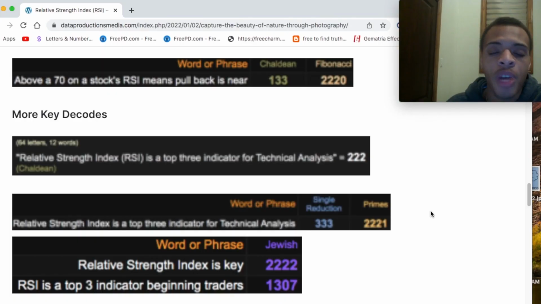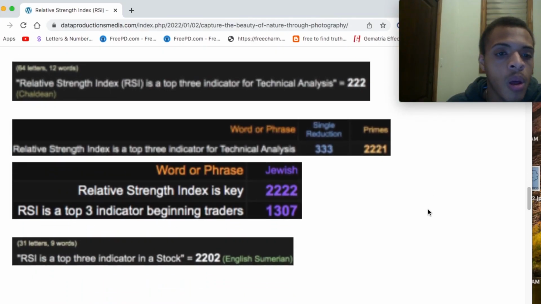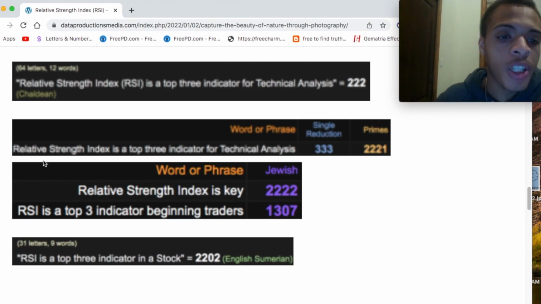All right, now let's finish up with these final decodes. Relative Strength Index, RSI, in parentheses, is a top 3 indicator for technical analysis. 222 in Chaldean. Boom, easy. If you're a beginning trader, if you're still learning the ropes and you want to keep it basic, the RSI has to be in your tool bag. Relative Strength Index is a top 3 indicator for technical analysis.